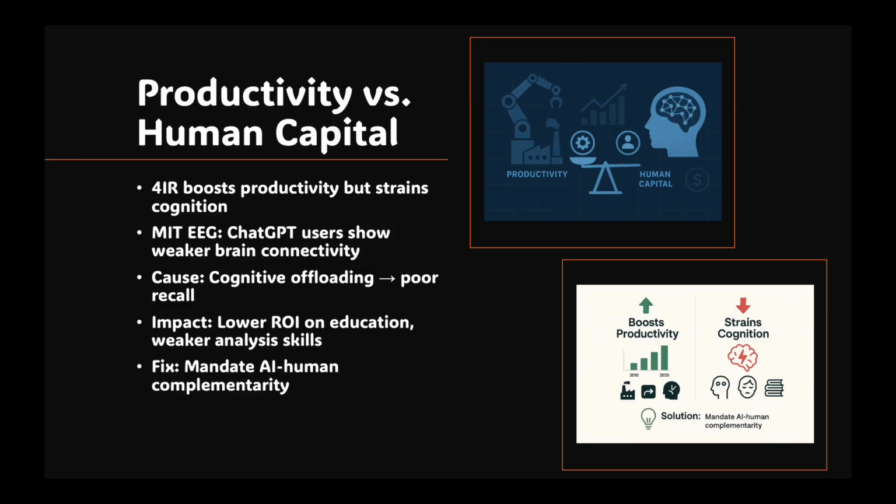If students rely on AI to bypass learning, the investment in education yields workers with diminished analytical skills. This means lower return on investment for education, a critical decline in the quality of labor factor needed for complex modern economies. To fully realize the fourth industrial revolution's potential without sacrificing our workforce, policy must mandate AI complementarity, using AI to aid critical thinking rather than allowing AI replacement which bypasses it. We must actively protect the quality of our labor factor.